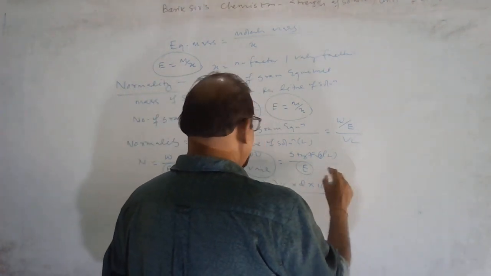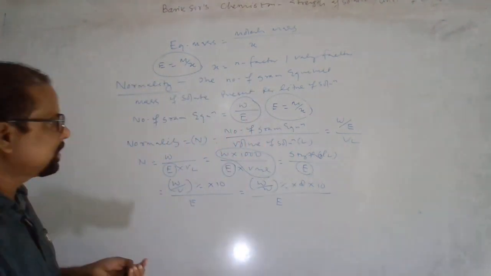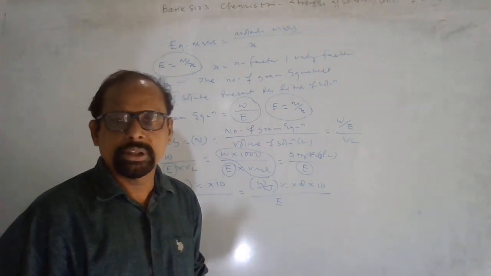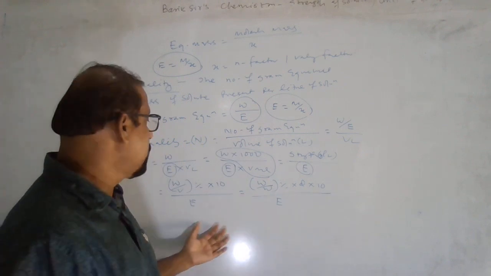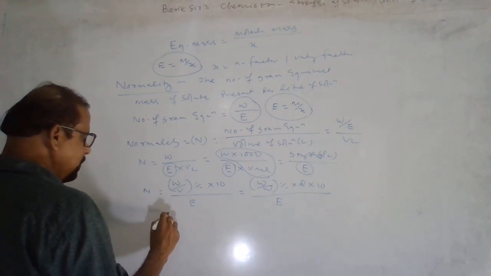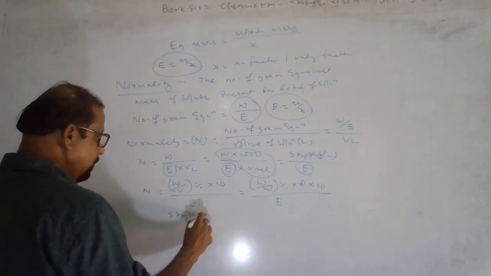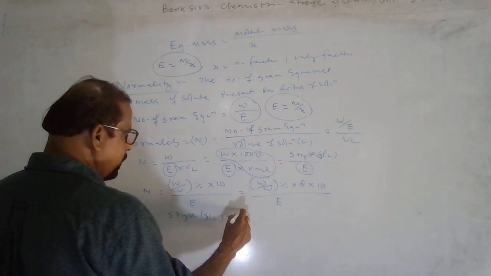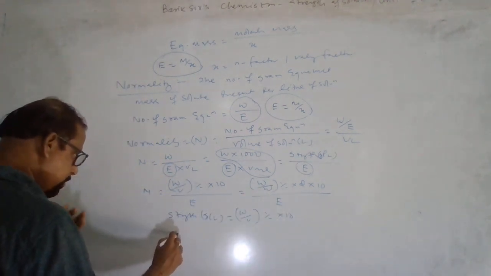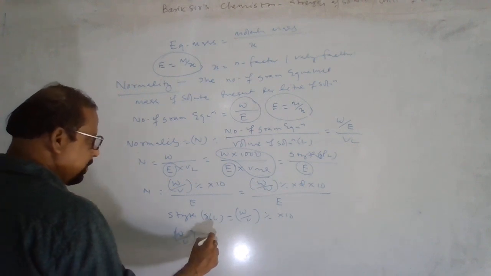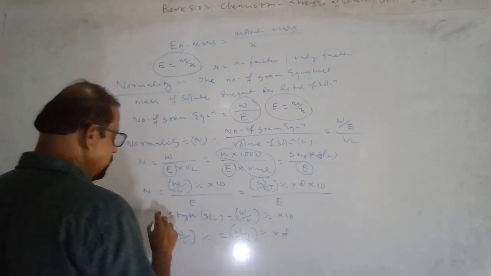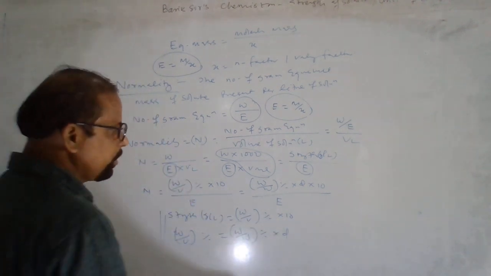The strength in gram per liter is the W by V percentage strength into 10. And W by V percentage strength is equal to W by W percentage strength into density. That way we can calculate the normality. Because of these relationships, we have used them here.